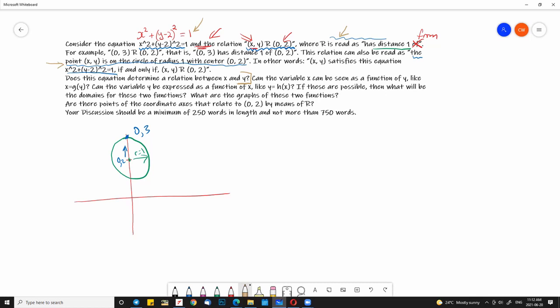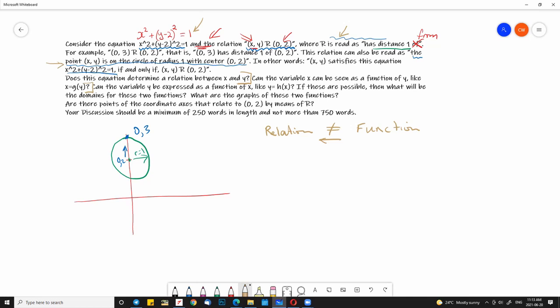Can the variable x be seen as a function of y? Now we're going to have to separate relation from function. A relation is not necessarily a function, but functions are relations. Functions are special types of relations. Can the variable x be seen as a function of y, like x equals g of y?